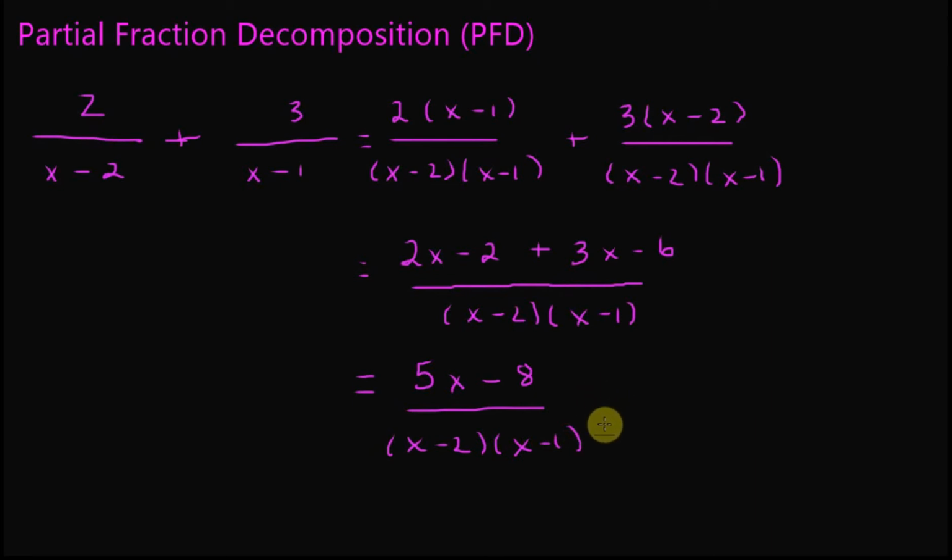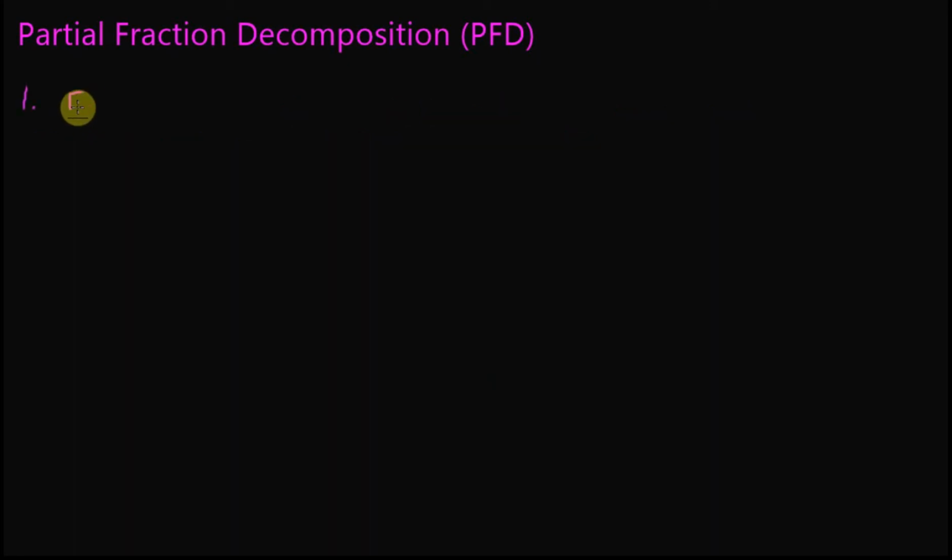Partial fraction decomposition allows us to complete this problem, but in reverse. That is to go from our final answer here to the initial answer we had here. Now that we know what we're doing, let's jump into a problem. Let's try to rewrite 5x minus 4 divided by x squared minus x minus 2 as a partial fraction.